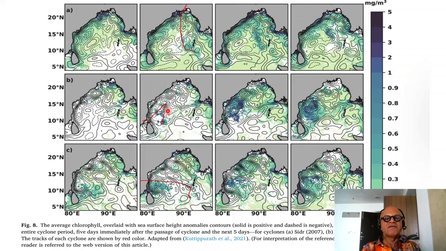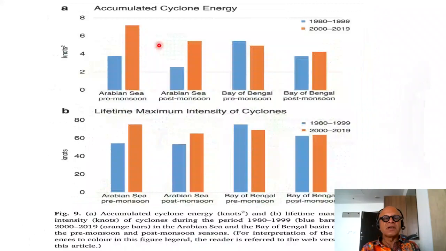You can see that if you look at typhoons and hurricanes in the Atlantic and Pacific Oceans, the chlorophyll responses tend to be much more systematic than over the Bay of Bengal because of these complicated vertical structures, which are largely related to the local freshwater forcing from rivers and from precipitation. So one has to always remember that.